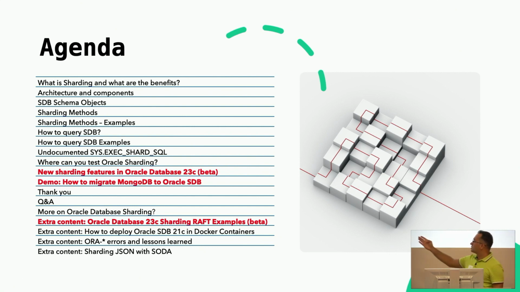And the last thing is also extra content about storing JSON data in a sharded database. The official documentation that is online is actually misleading. It's wrong. It's not working. You're going to get gazillions of ORA-7445 errors. And I can show you now how this works, but I'm not going to present this because we don't have the time for that.